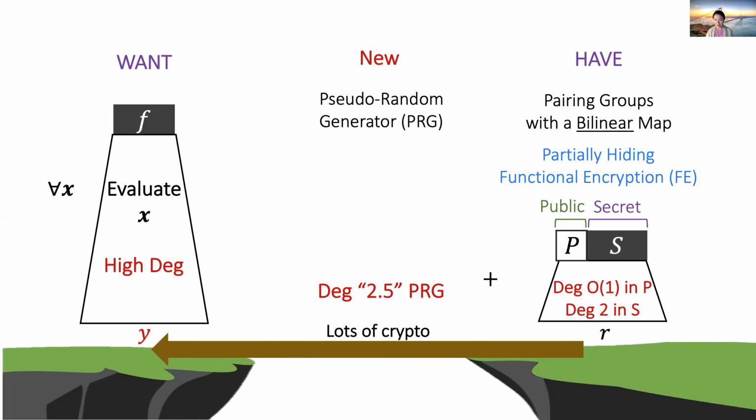Correspondingly, the capability for us to compute degree 2.5 computation using bilinear maps is captured by this tool called partially hiding functional encryption. And we can also construct PRGs that have degree 2.5. We call them structured seed PRG or SPRG. And with them together, we can construct I/O.